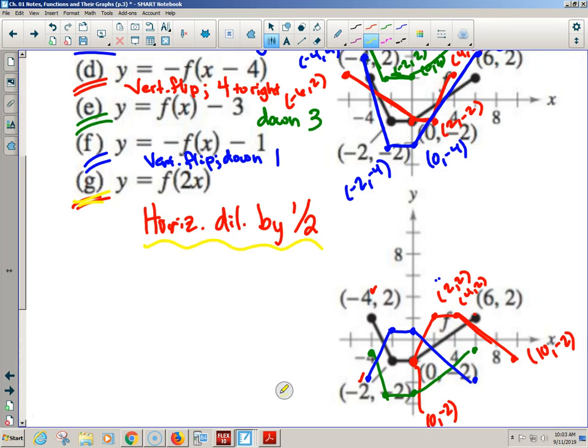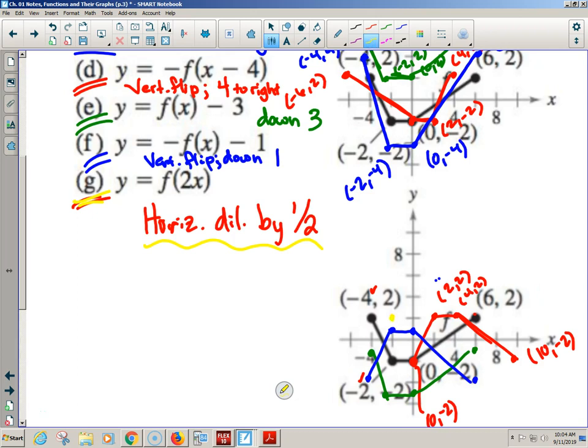How do I do a horizontal dilation by 1/2? We know it shrinks. But mathematically, how do I get the perfect point? Divide everything. Careful, not everything. Who do I need to divide? The x, because it's horizontal. So I need to take every single x and divide by 1/2. Divide by 2 or multiply by 1/2, same thing. So what's -4 divided by 2?